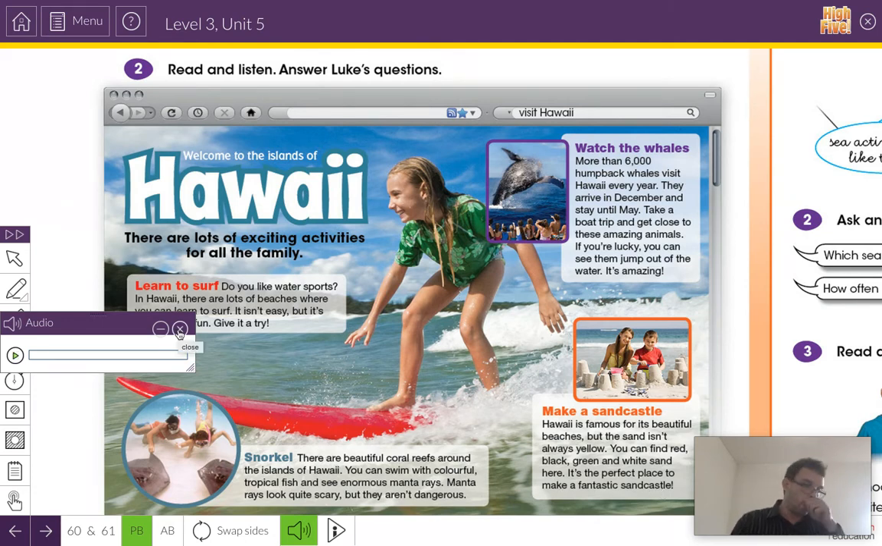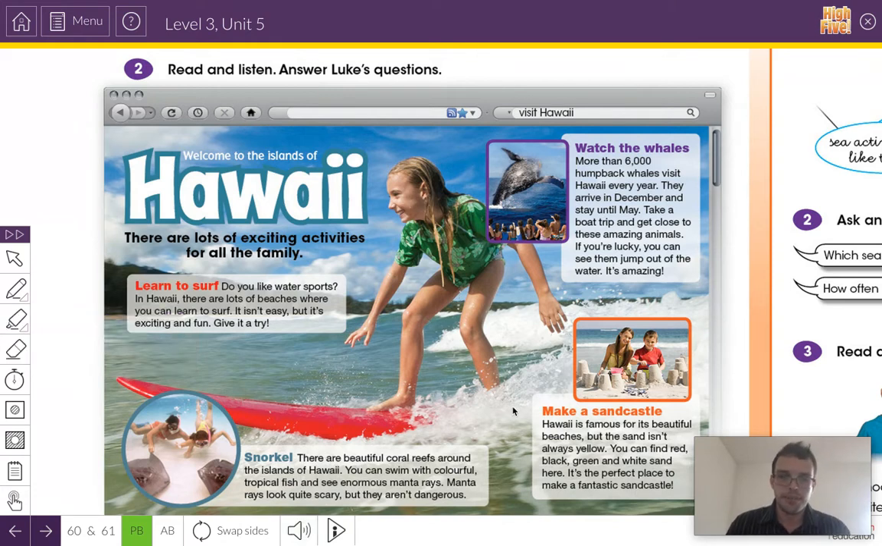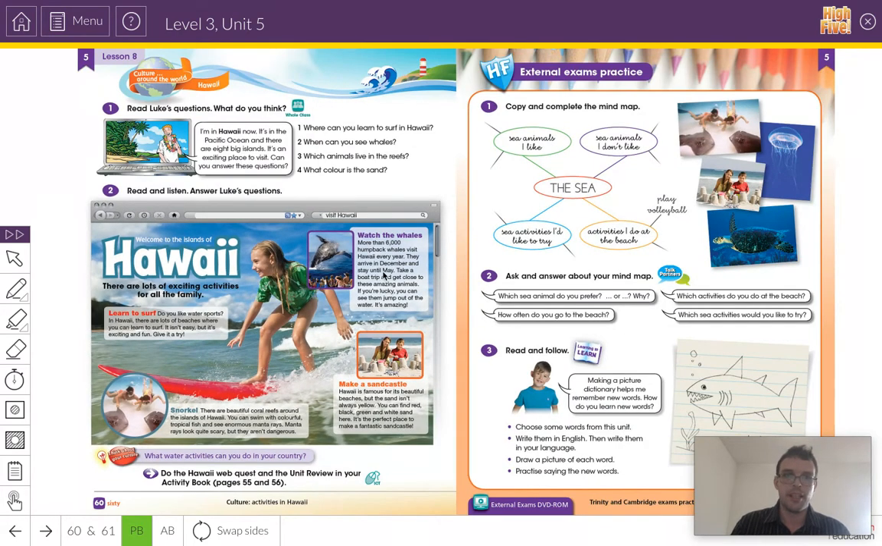Okay. Very good. So now we've read all about Hawaii and the different activities you can do there. These animals here are called manta rays. And this, as you know, is a whale. Now, snorkeling is when we go in the water with one of these tubes and a mask so that we can stay underwater and look at all the colorful fish. Okay, very good. Now that we've read this, can we answer the questions?